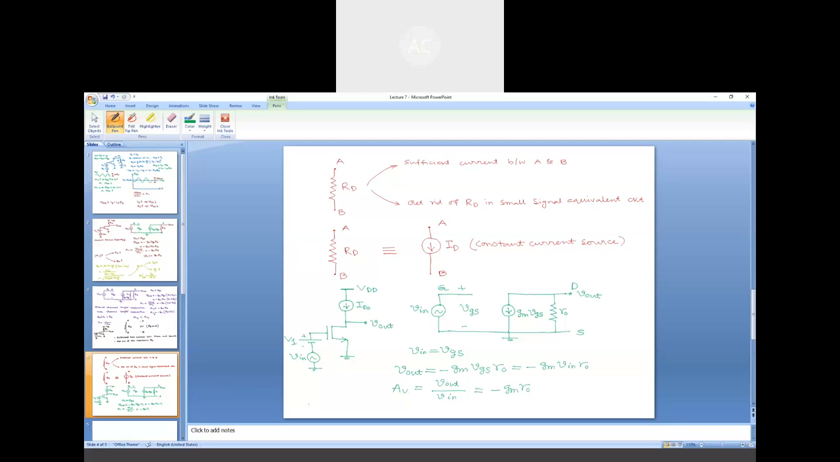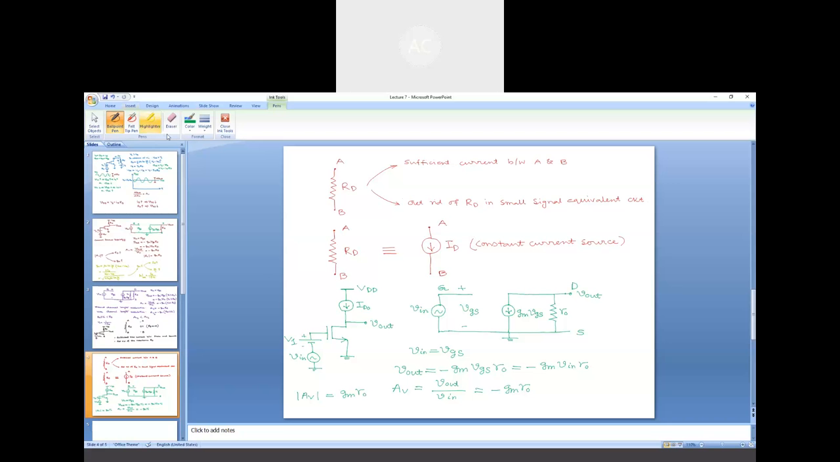As far as the magnitude of the voltage gain is concerned, this |Av| is given by gm times R0. Now if you have an explicit resistance over here, then it will be gm times Rd without incorporating the effect of R0. If you just forget about the channel length modulation, then it will be simply gm times Rd. Now if you incorporate the channel length modulation, then obviously it will be gm times Rd parallel R0, which is less than gm times Rd.